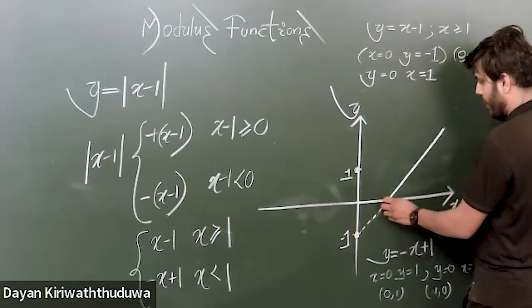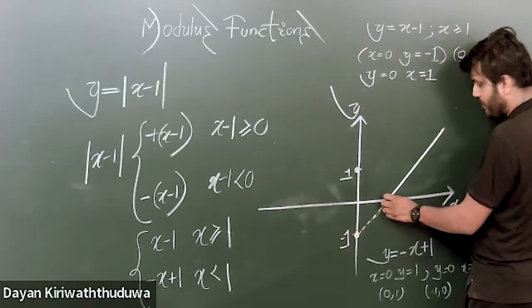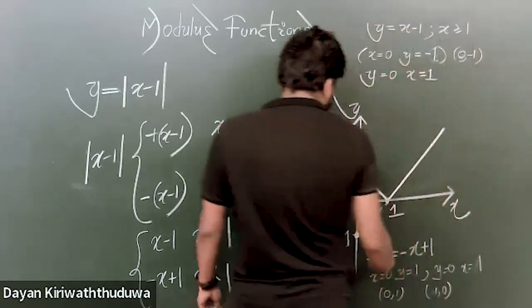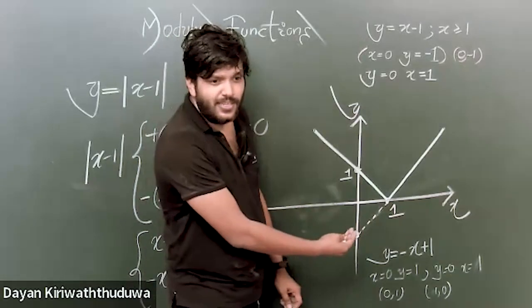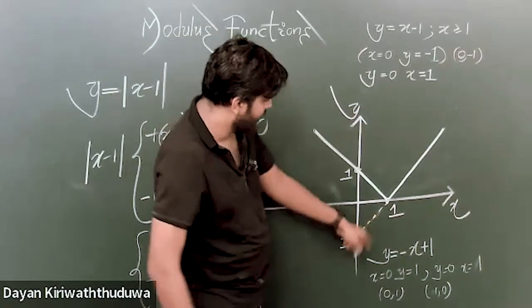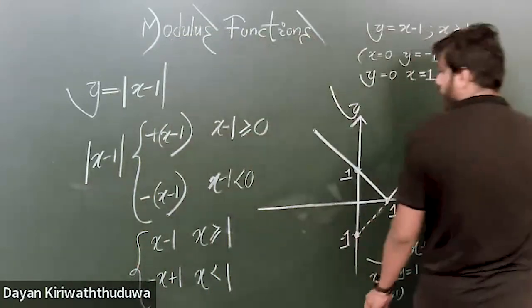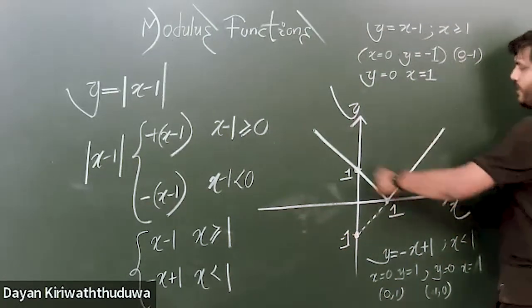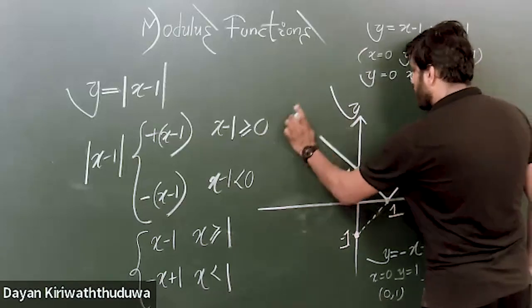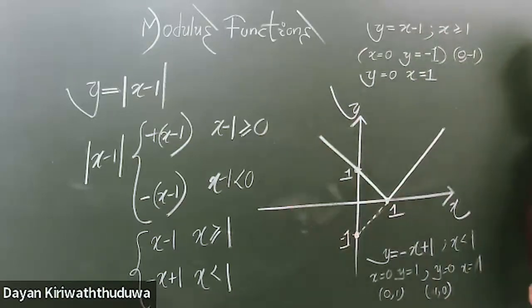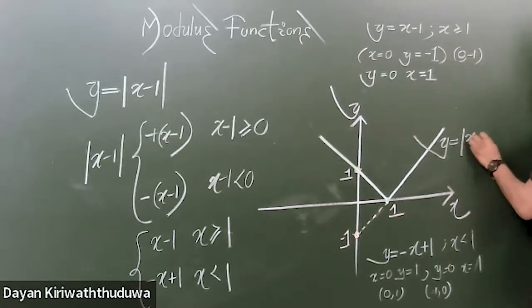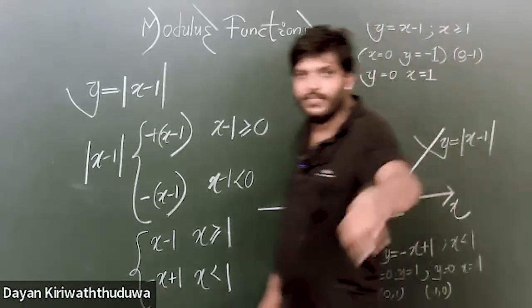So 1, 0 is here, right? This 1, 0. So we can easily connect because we are asking where x is less than 1, right? Because the second curve is based on when x is less than 1. So you can see another curve has come up, and this is y equals modulus of x minus 1. Shall we get this down quickly?